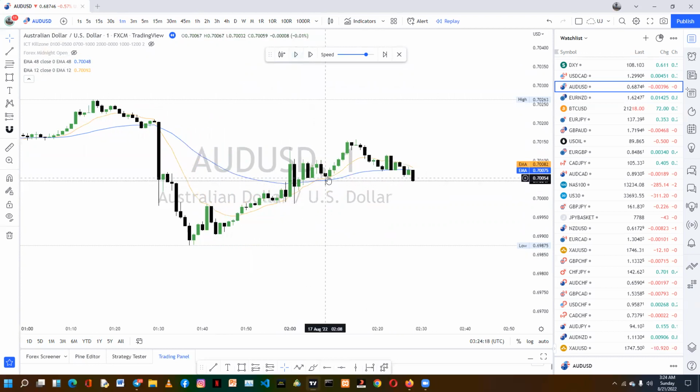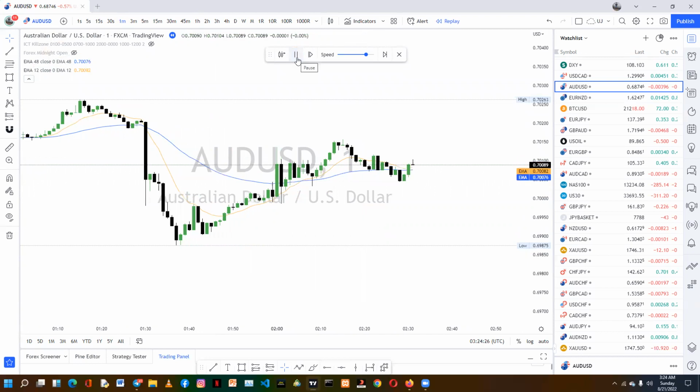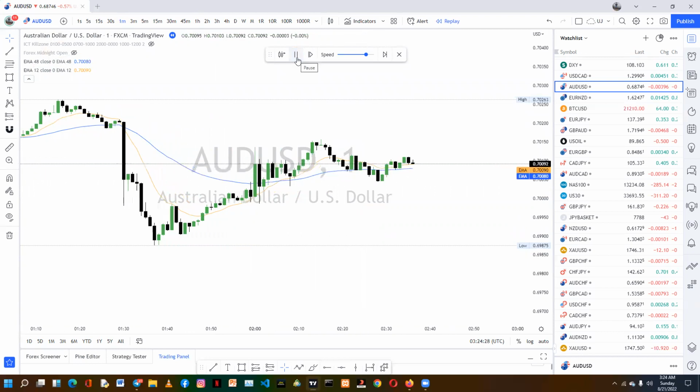Remember, we are in an uptrend. Okay, the 12 moving average is about the 48. So we want a cross and touch. So let's see if you're going to have a cross and touch.